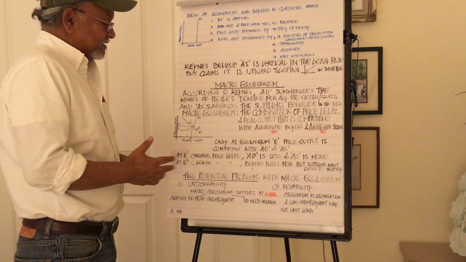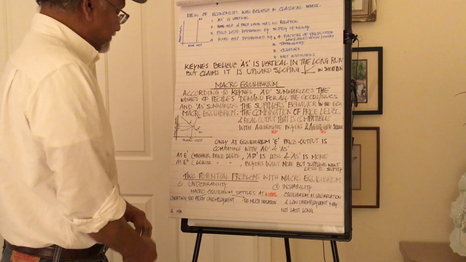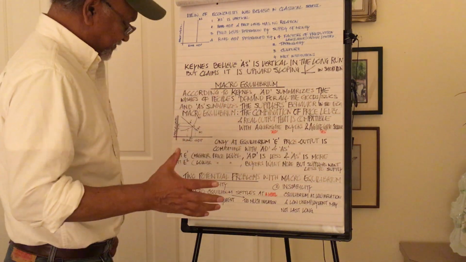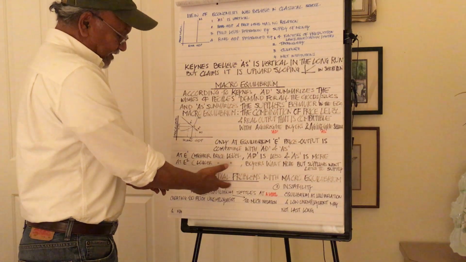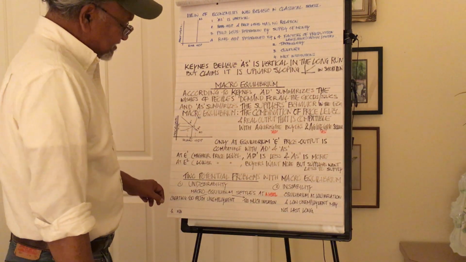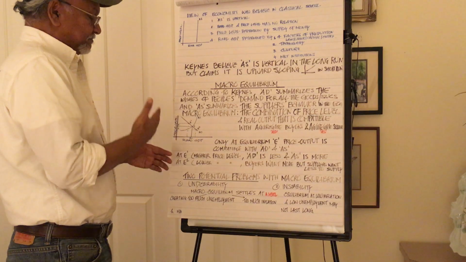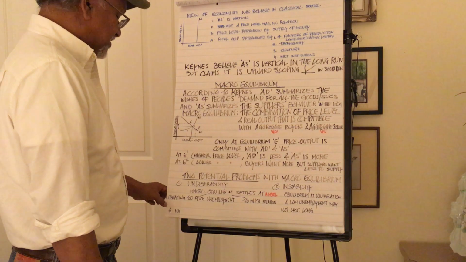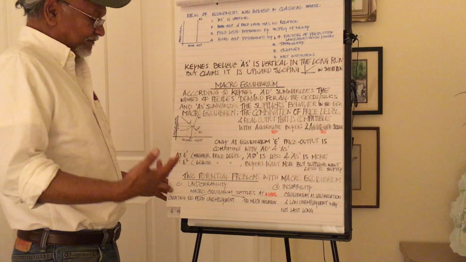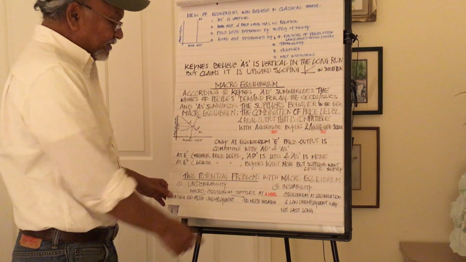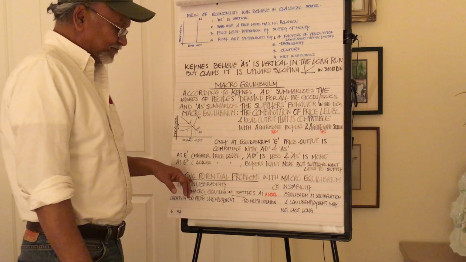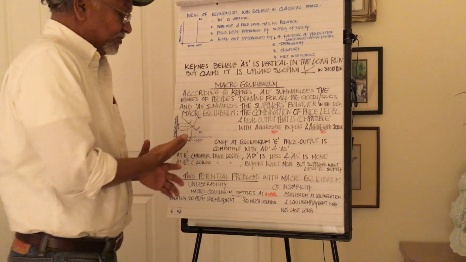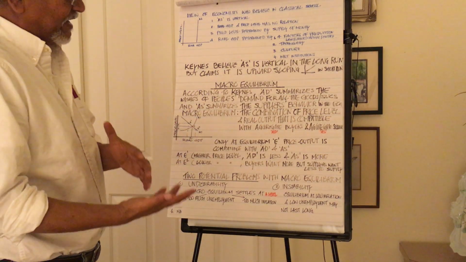According to Keynes, there are two potential problems with macro equilibrium. One is undesirability. He means that this outcome of aggregate demand and aggregate supply may lead to too much unemployment, and we'll use a graph to show you, or it may lead to too much inflation. So that's one problem: the market settles at either too high inflation or too high unemployment.